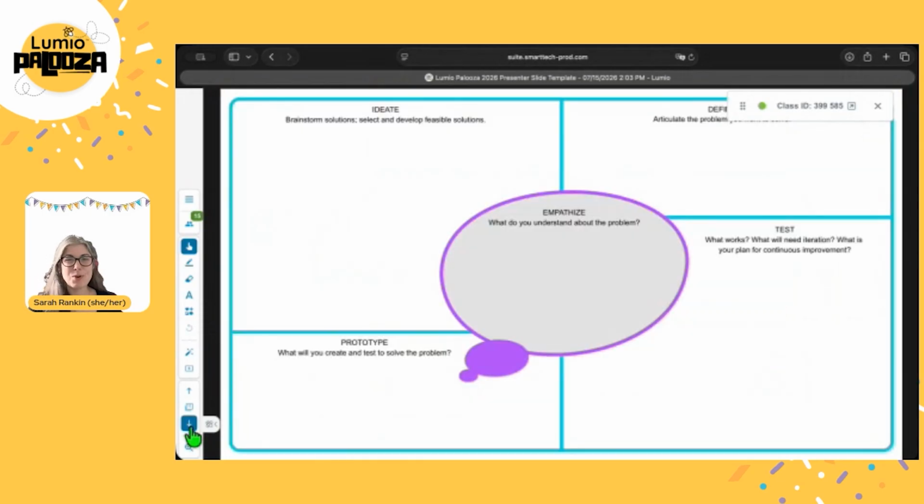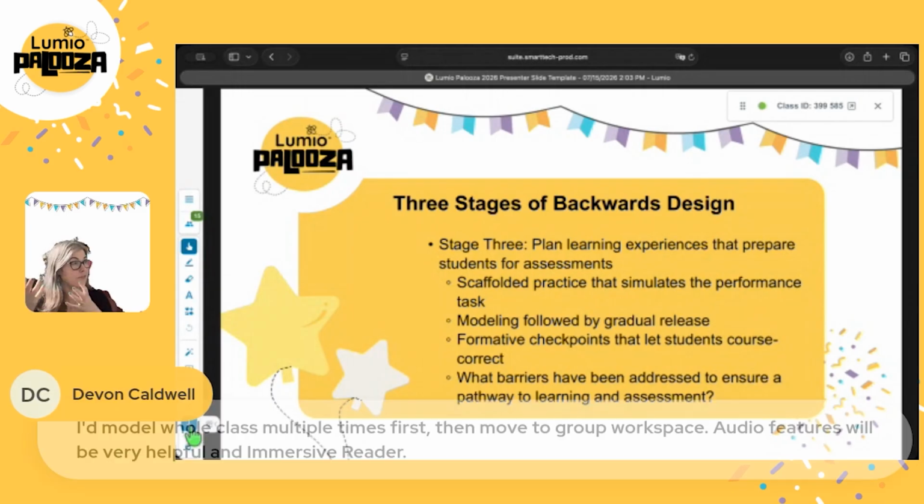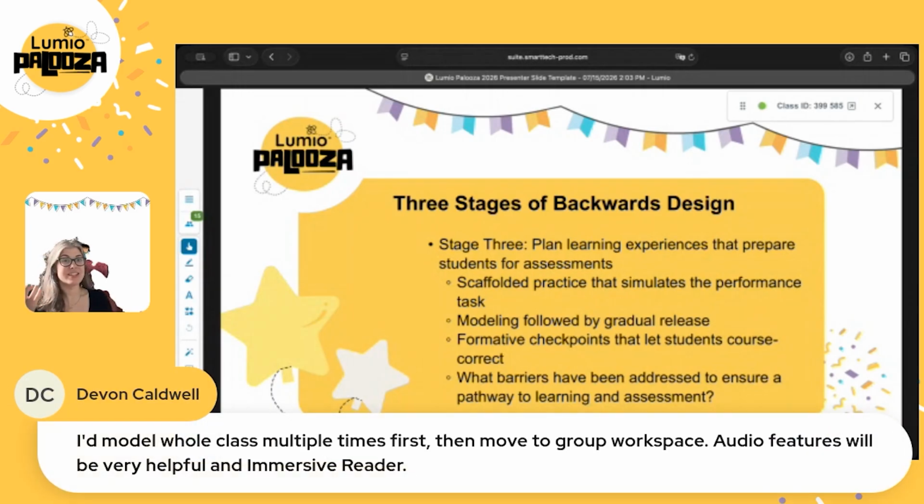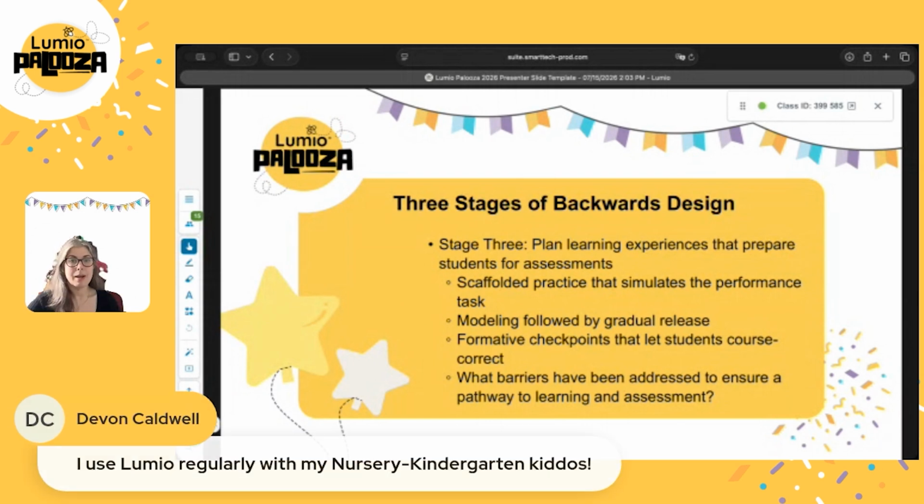Let me forge ahead. Finally, our last step, the third step in backwards design, is planning that experience. You've got your goal figured out. You know how you're going to collect evidence of it existing. Now you just have to plan it out. So making sure that the practice is scaffolded is really important, so it's not just one and done. This experience is designed to help that student get from point A to point B in their goals.